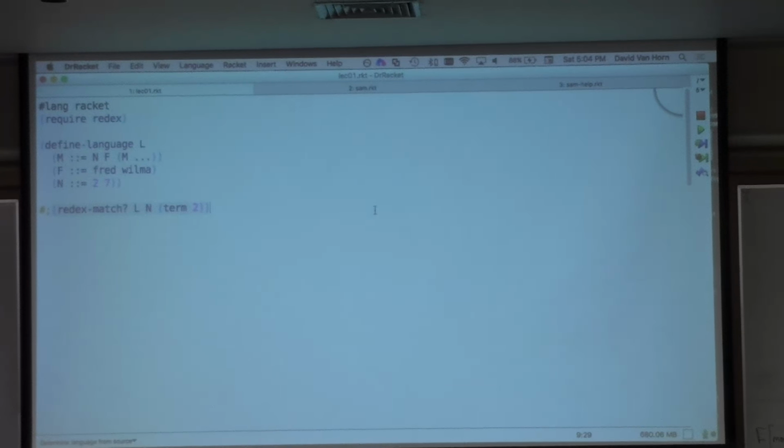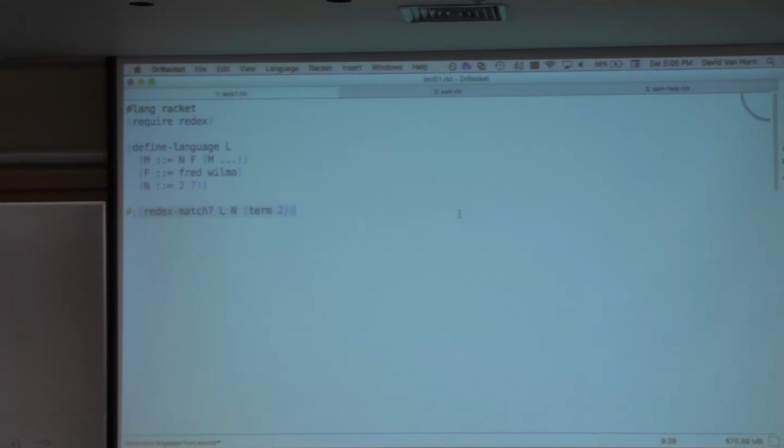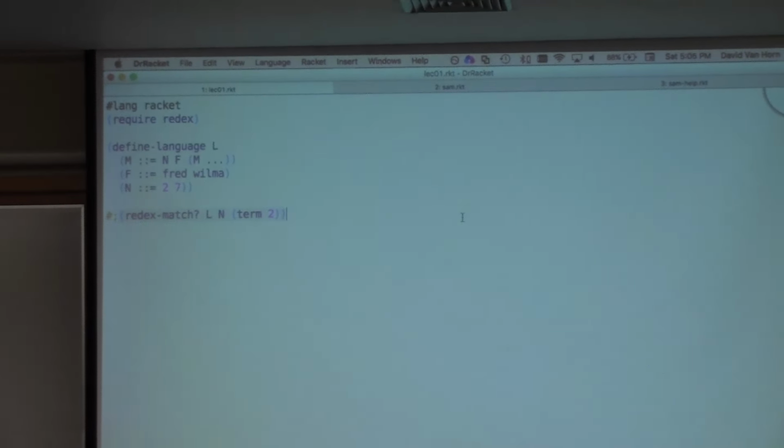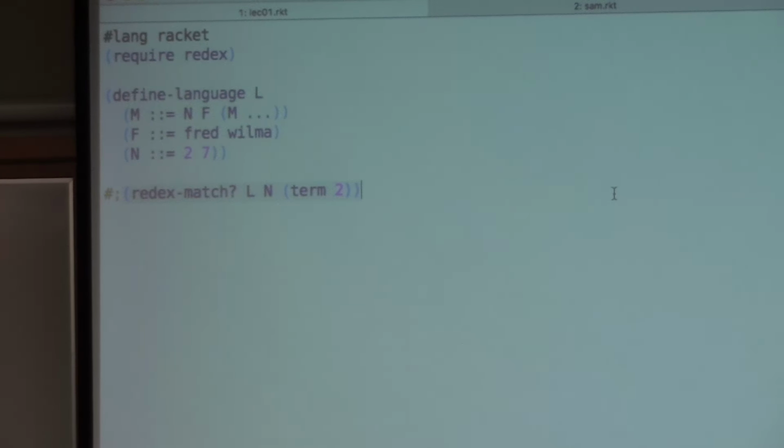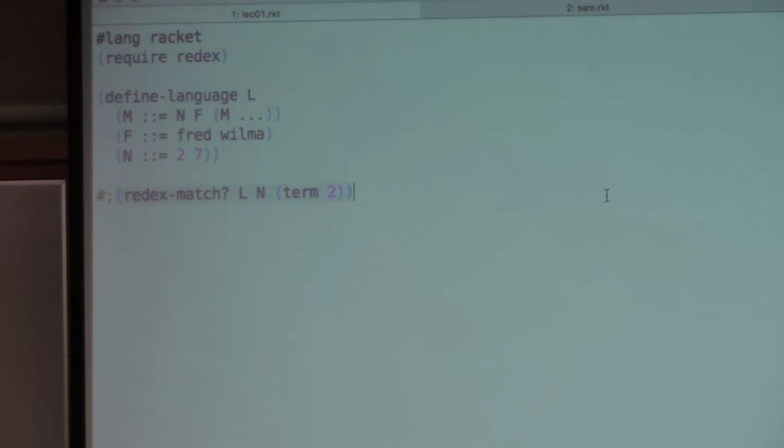Redex first. I said Redex is a domain-specific language for writing down programming language semantics. What it really is, or the way that it realizes that, is it's a language for defining sets of terms, and has a really powerful pattern matching mechanism. So at its core, that's what it is.